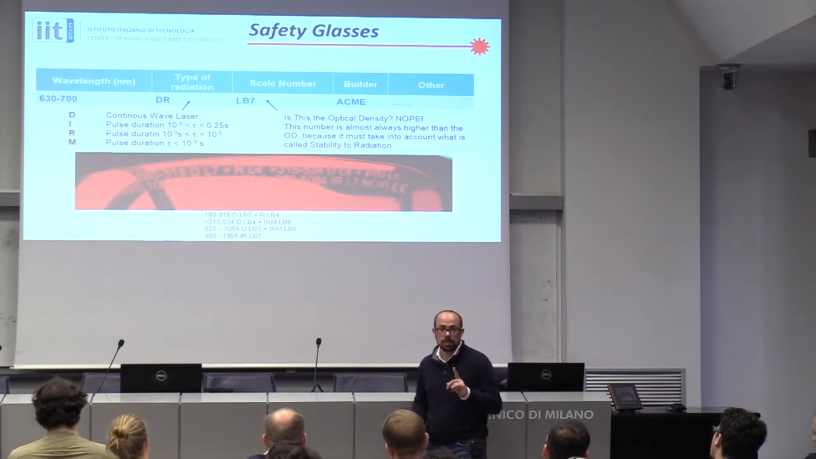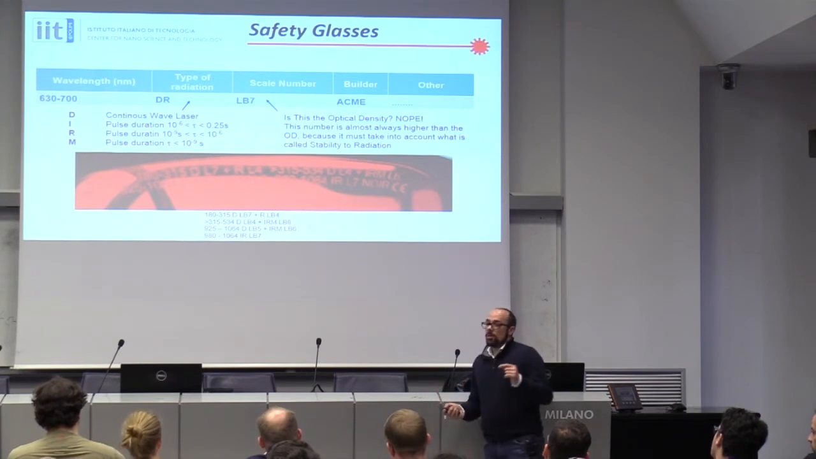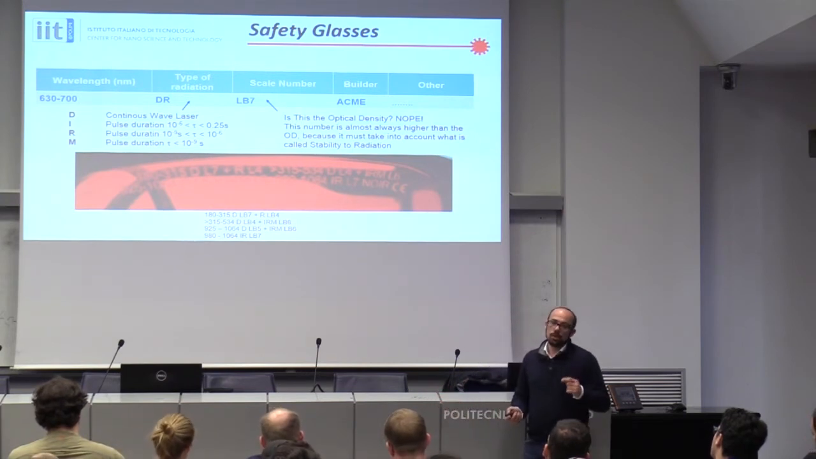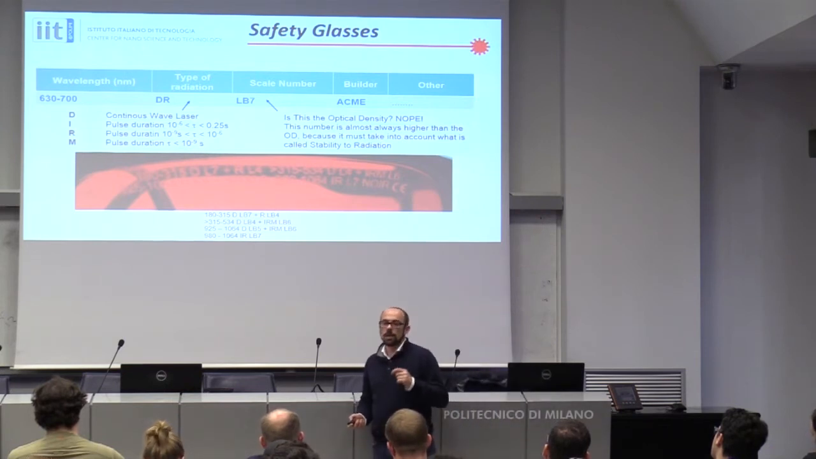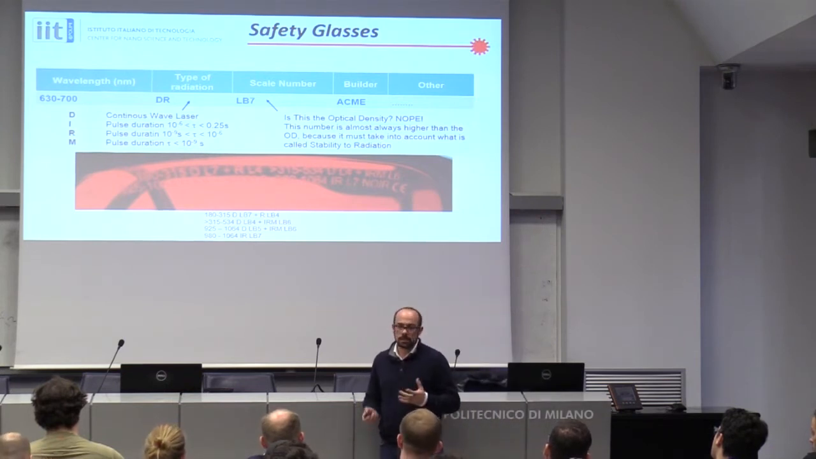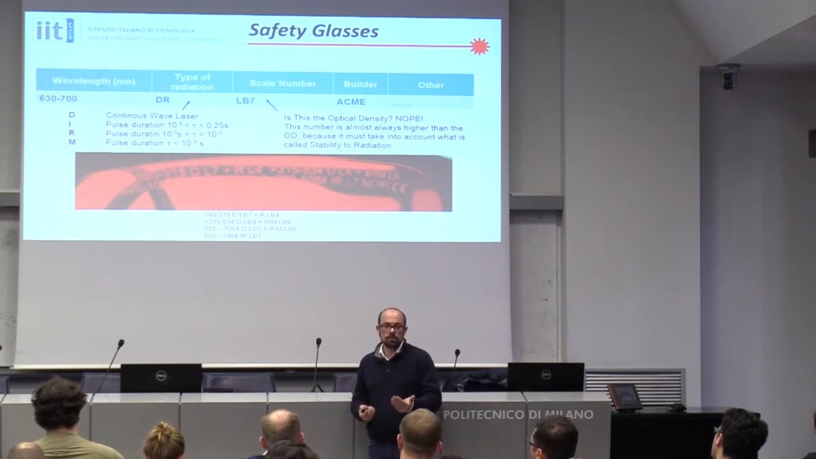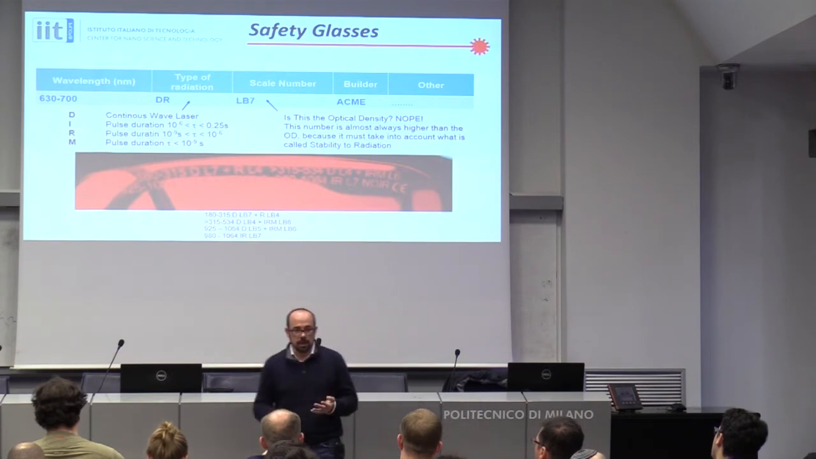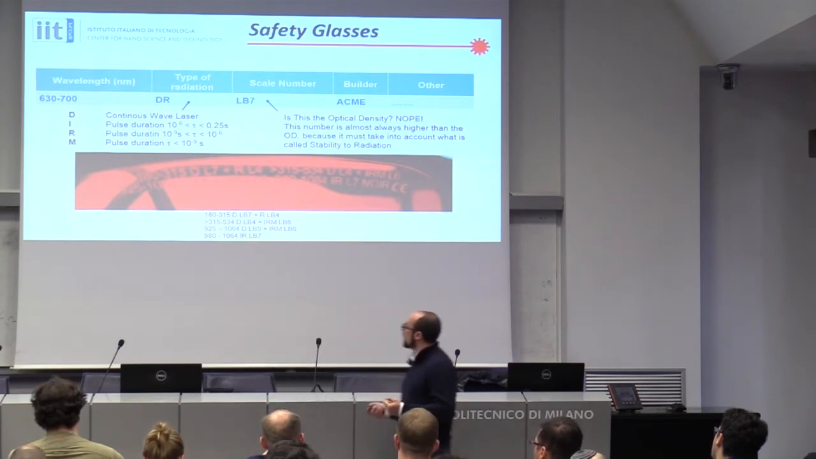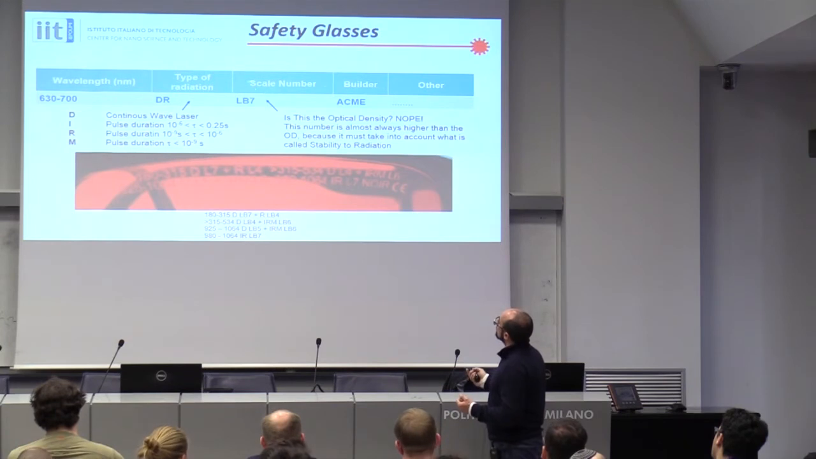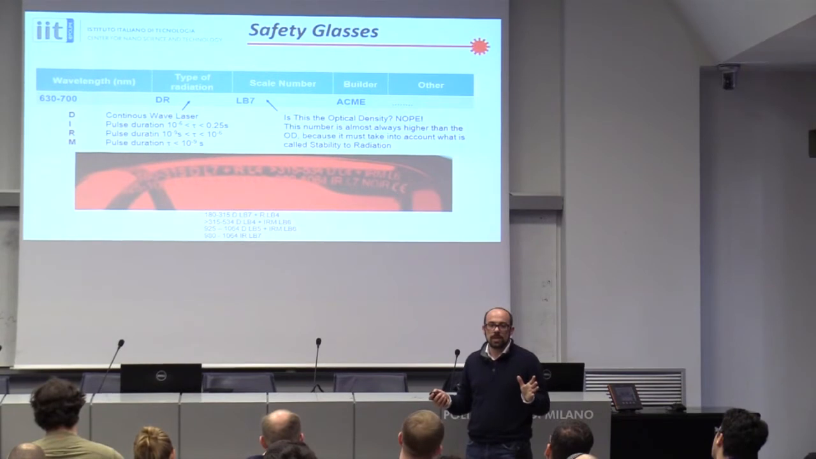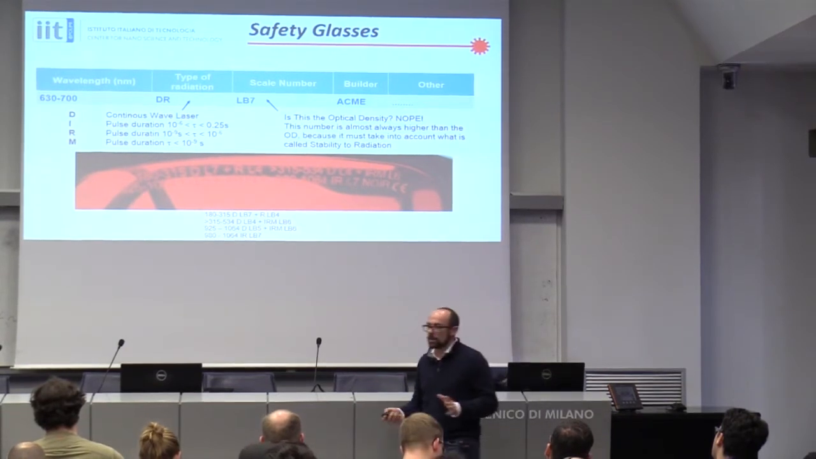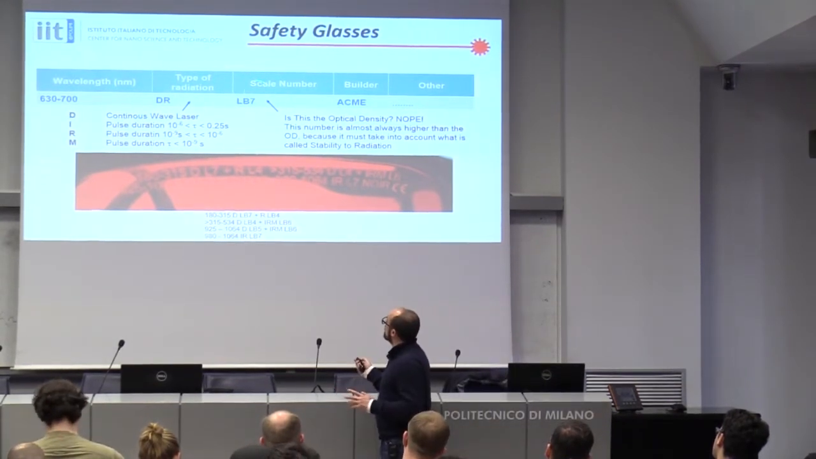But this is not enough in the end, because for the law, the producer of the glasses has to guarantee that these glasses are also going to stand. They have to be able to bear this radiation for a specific amount of time, and this amount of time is 5 seconds or 50 pulses. Then this is another number, which is called the scale number, and it's in some way related to optical density, but it's not optical density.